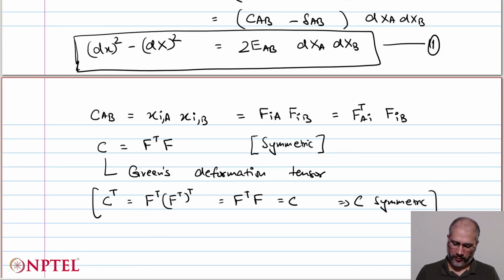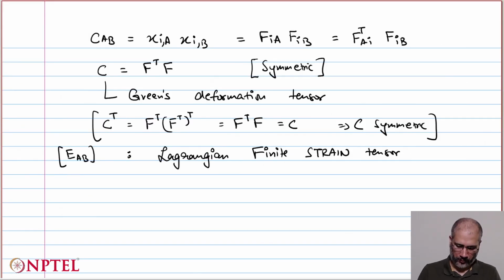And the other quantity we defined is this quantity EAB. This E that we defined, or EAB tensor, has a name. It is called the Lagrangian finite strain tensor. So we defined twice E as C minus I, or I can write that E is half of C minus I. And since C is symmetric and so is I, this is also symmetric.